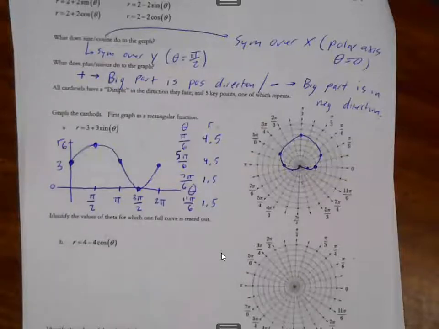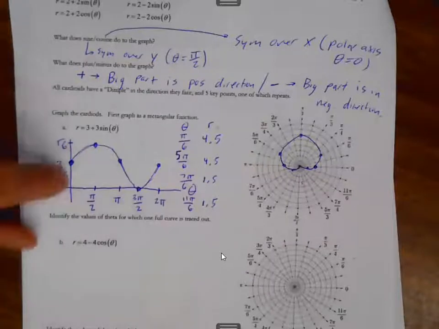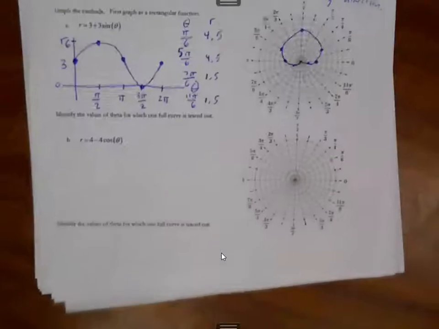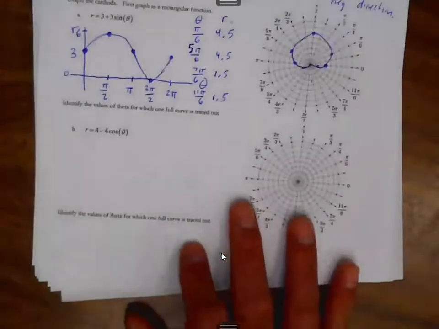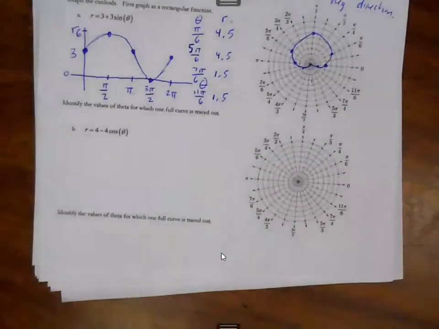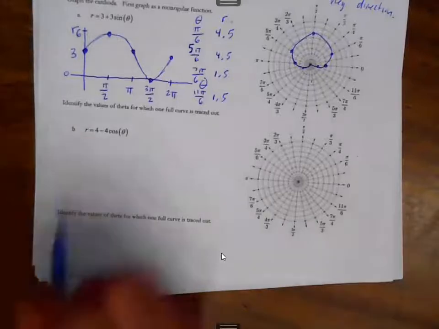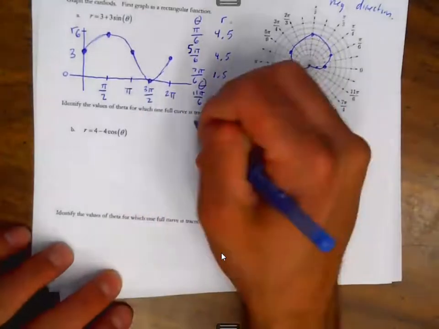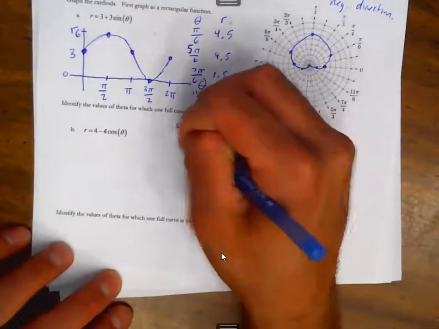Let's do another one. But basically, these aren't too bad. You just plot these 5 points and you kind of know what the shape looks like. So let's do the next one. 4 minus 4 cosine theta. So, it said identify the values of theta for which one full curve is traced out. So that was just from 0 to 2 pi.